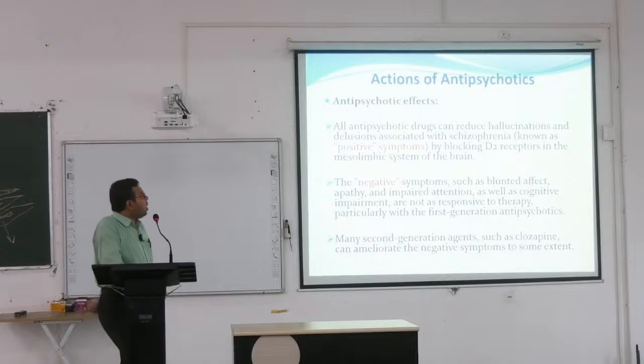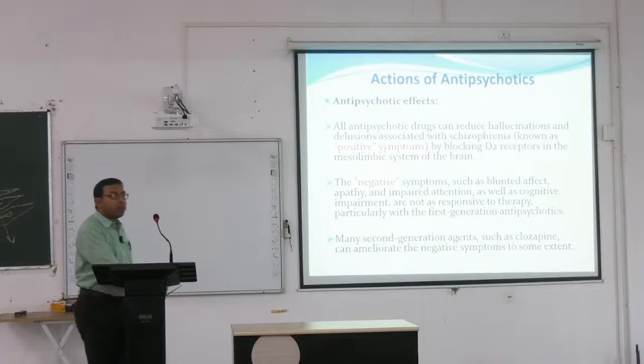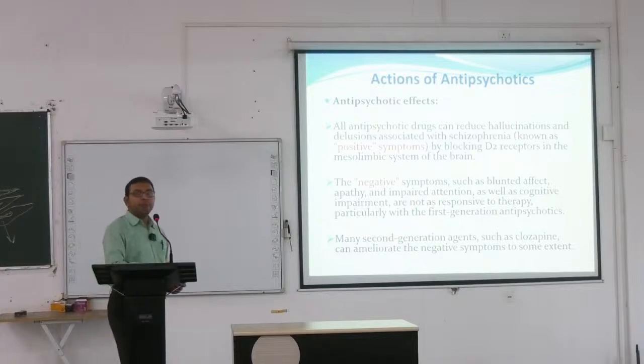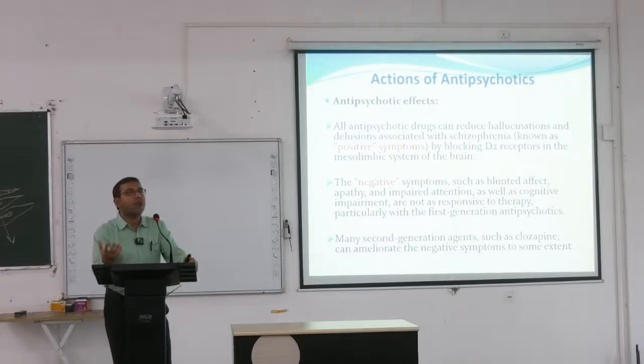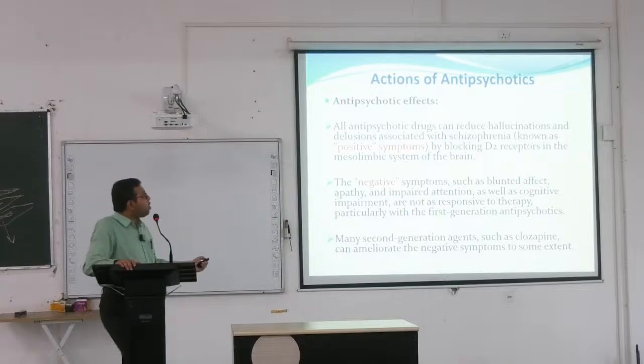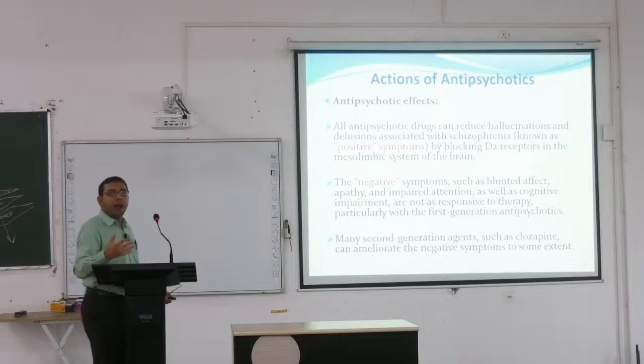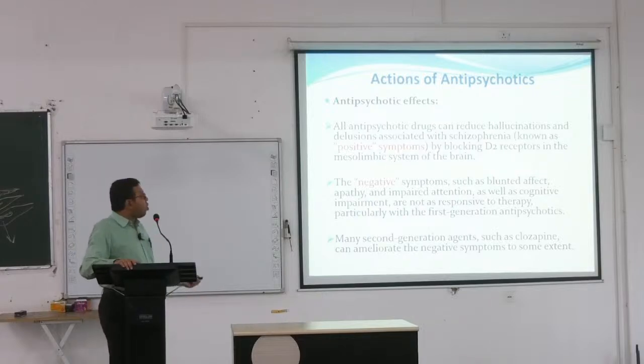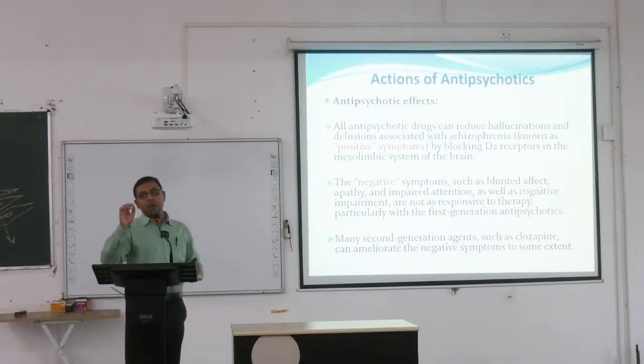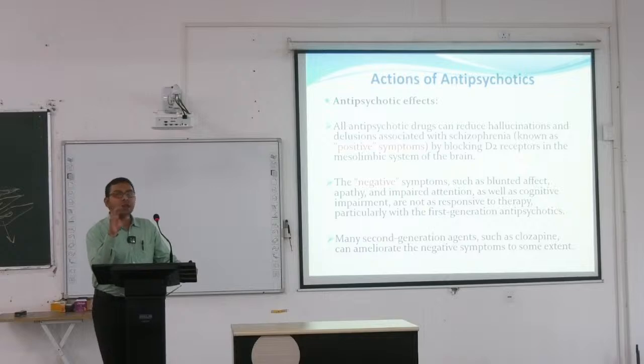Regarding actions, they mainly reduce the hallucinations and delusions associated with schizophrenia, known as the positive symptoms. There are two types of symptoms of schizophrenia, positive and negative. It is easier to treat the positive symptoms, but the negative symptoms are difficult to treat. Hallucination and delusion are easier to treat by blocking the D2 receptor, but the negative symptoms like anhedonia, blunted affect, impaired attention and cognitive deficit are usually not responsive to different types of therapy, particularly the first generation. Usually the second generation drugs are used, and if it is refractory, then clozapine is used.